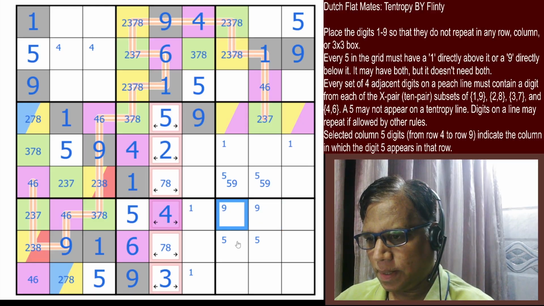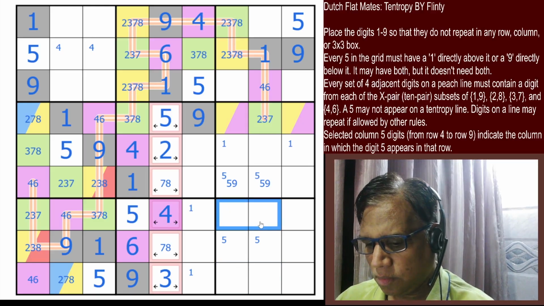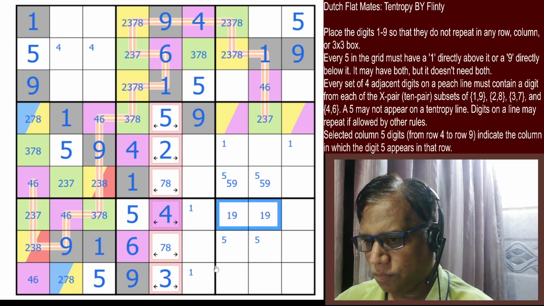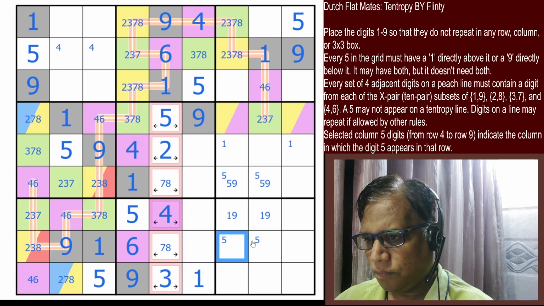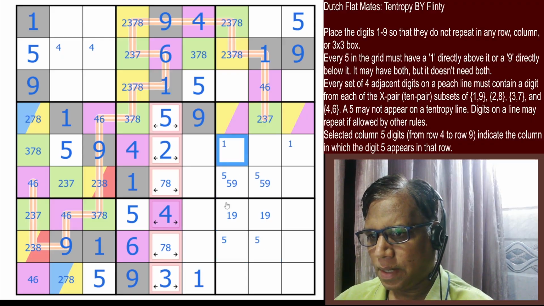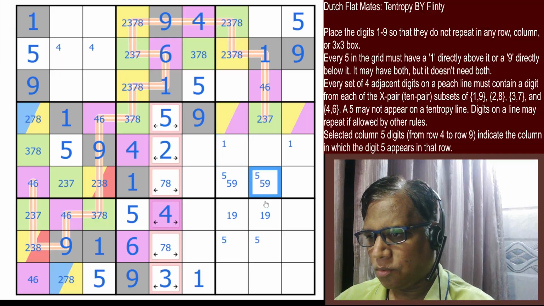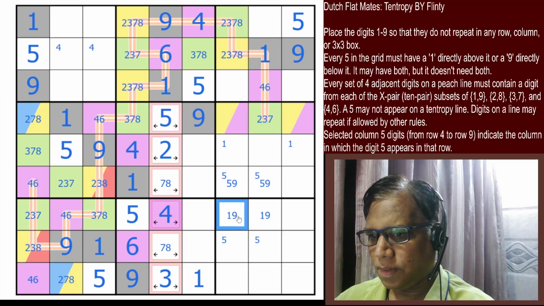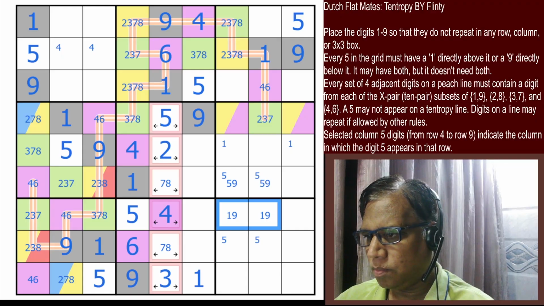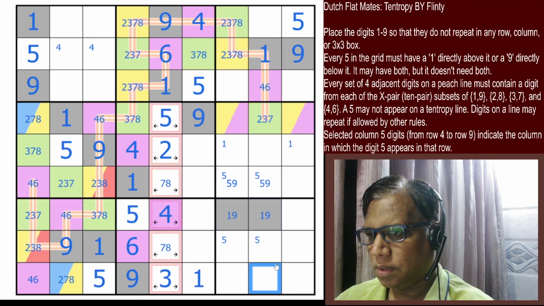Yeah, so that's 1 9, right? Because 5 is here and you cannot have 9 here. So that's 1 9. So that means 1 is here. That's not 1. Unfortunately, that could be 5 and that could be 1. That could be 5, that could be 9. That could be 5, but that's 1 9. So both the colors are gone here.